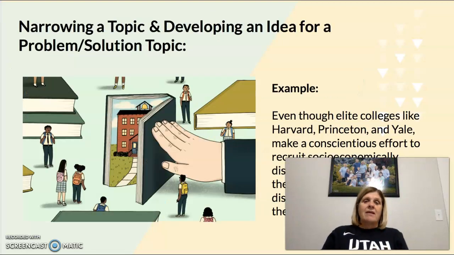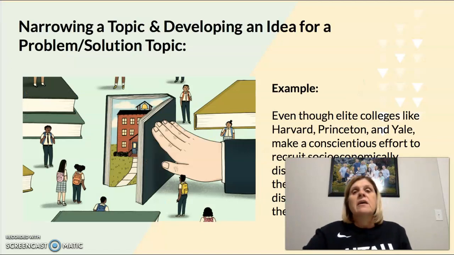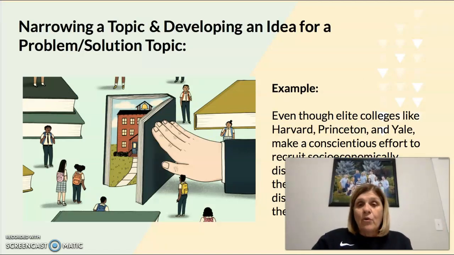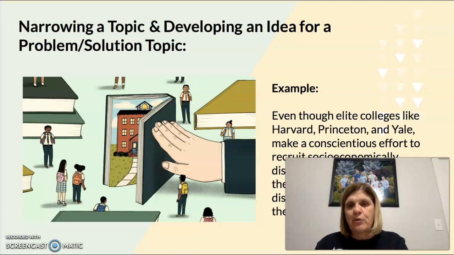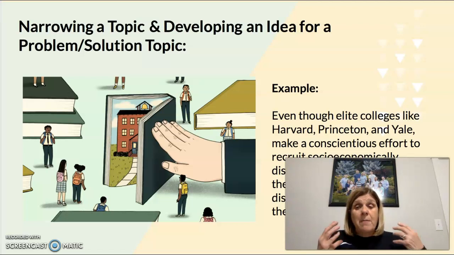To illustrate that, I took the topic of poverty and created a 1-sentence topic that would work well for a college level research essay. So this is what I said. Even though elite colleges like Harvard, Princeton, and Yale make a conscientious effort to recruit socioeconomically disadvantaged students, why is there still a distinct disadvantage for them once they arrive on campus? You can see that that is so narrowed now that when I actually start finding information, it's focused my topic of what I can look for.